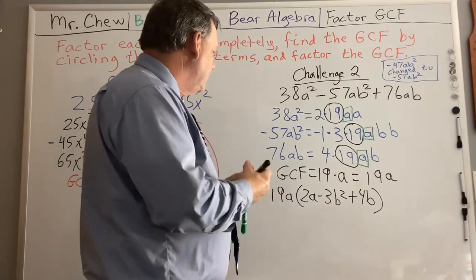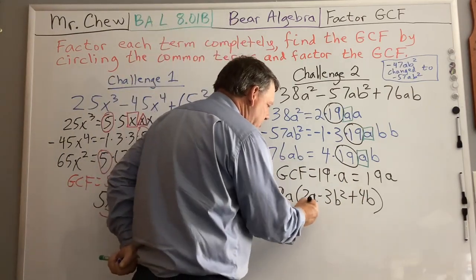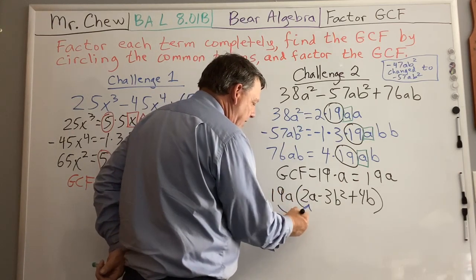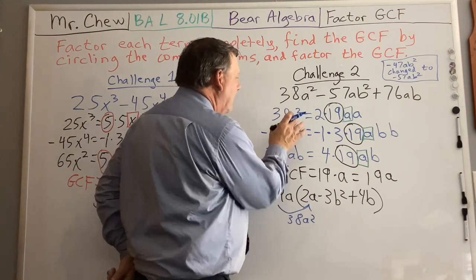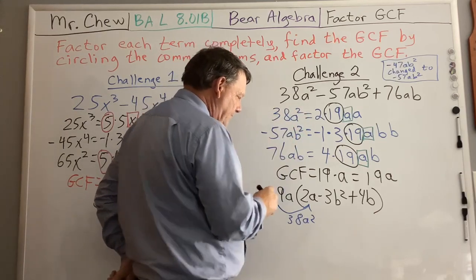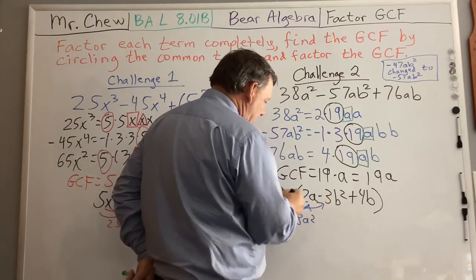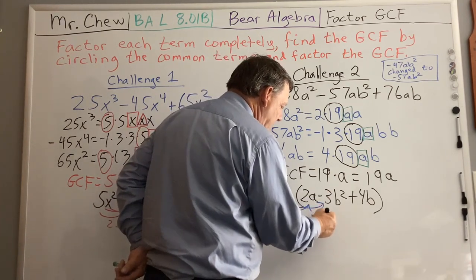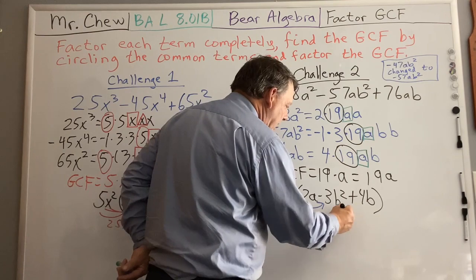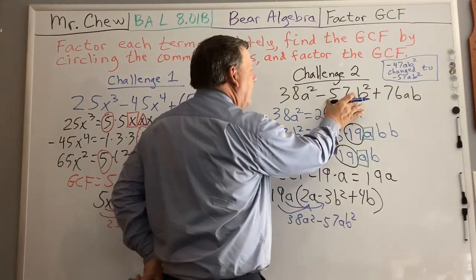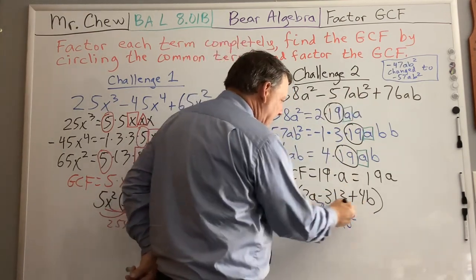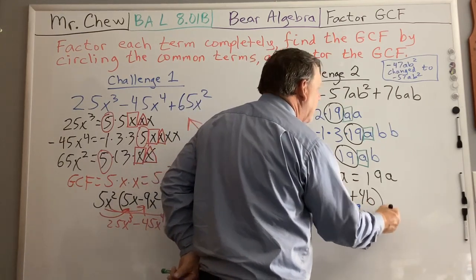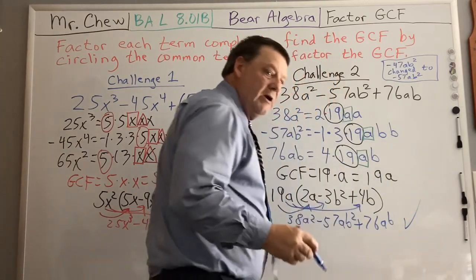All right, so let's check it using the distributive property. 19A times 2A is 38A squared. Well, that's what I had for my first term. And then I take my 19A times negative 3B, which is negative 57AB squared. There it is. And then I take my 19A times my 4B, which is 76AB. There it is. And I know I did it right.